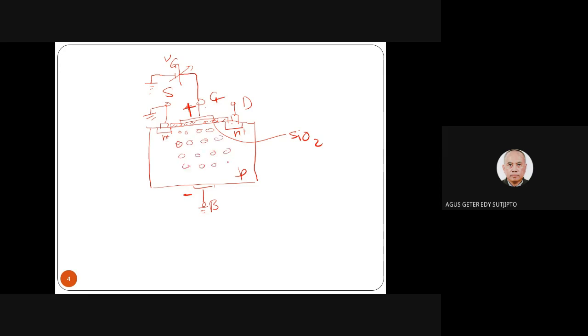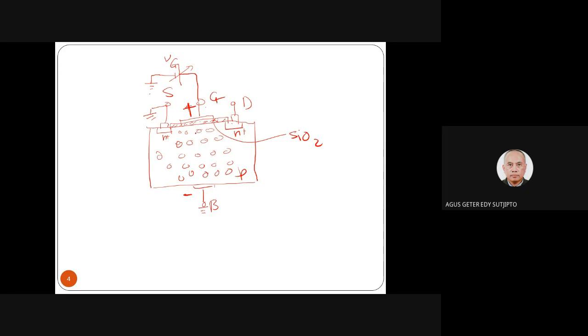If you apply an electric field to the gate here, then you will supply the positive charge to the P. But what happened? You will not supply the hole, so the hole will be blocked by the silicon dioxide, because there is no space in the insulator. So the hole will stop here, at the SiO2.